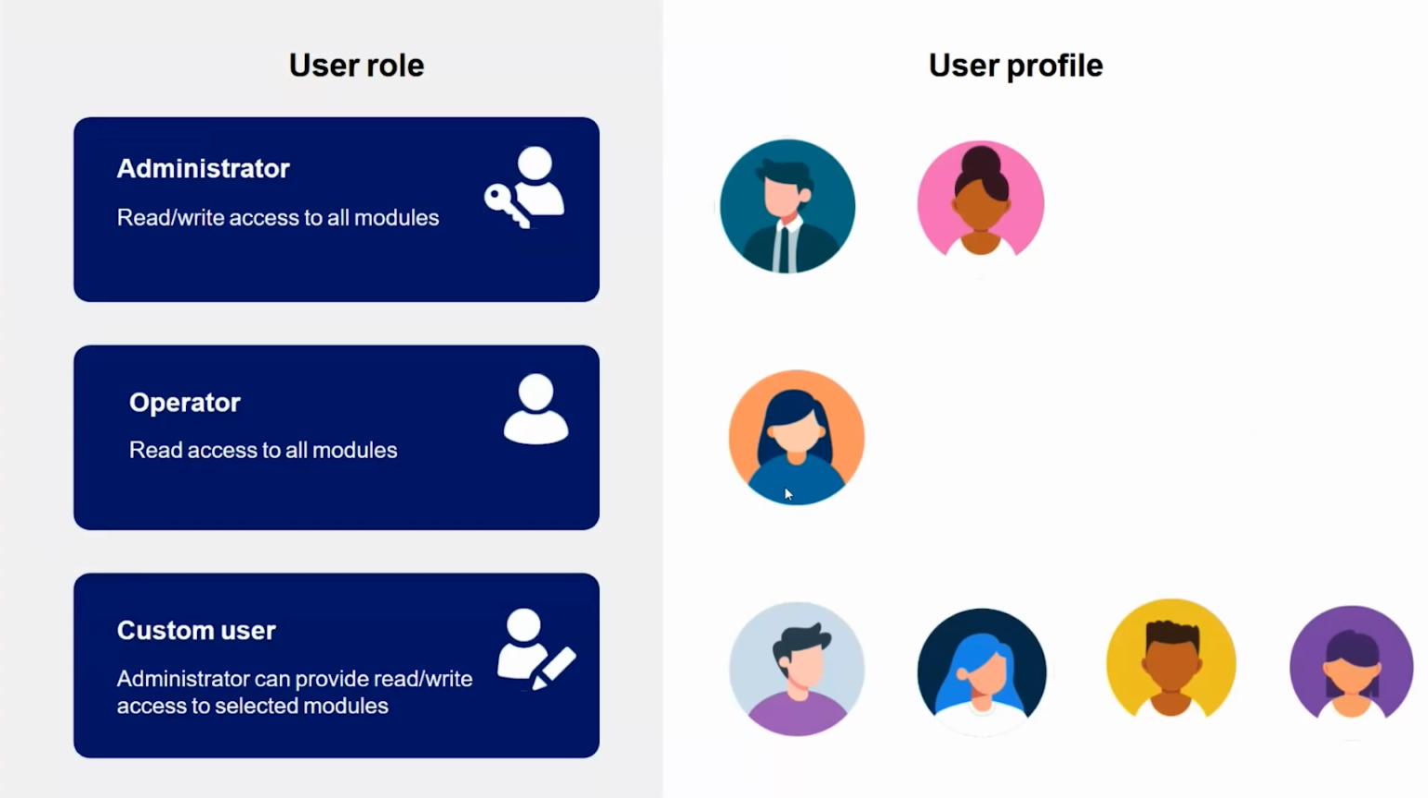As you see here, these are the different roles we have in OpManager. The administrator role, where you can set whether you need read access or write access. The next is the operator role, which is read access across all the modules present in OpManager. And then the custom user role, where you can select whatever access you want to provide for the respective user alone, and not provide access to everything.